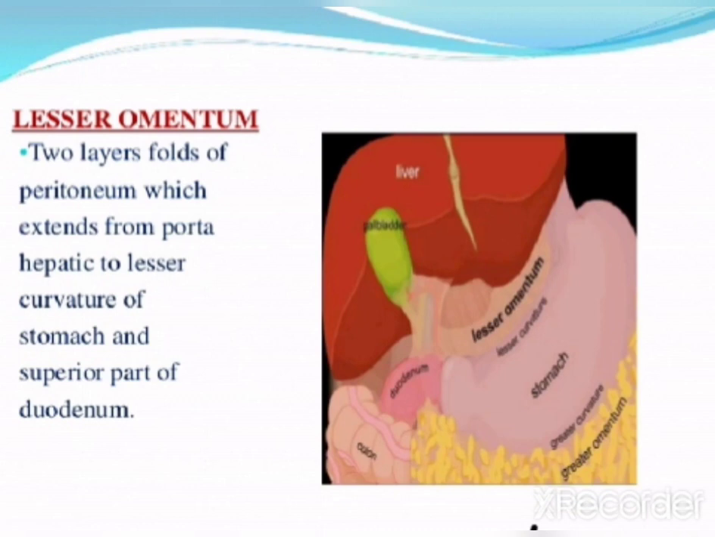Two layers of folds of the peritoneum extend from the porta hepatis to the lesser curvature of the stomach and the superior portion of the duodenum, from here to here. Lesser curvature, porta hepatis. So this is the lesser omentum.